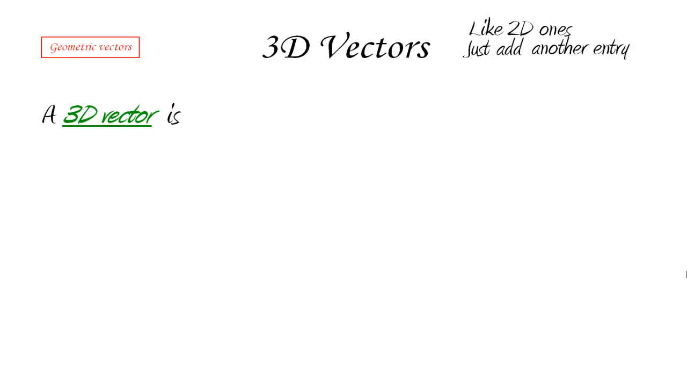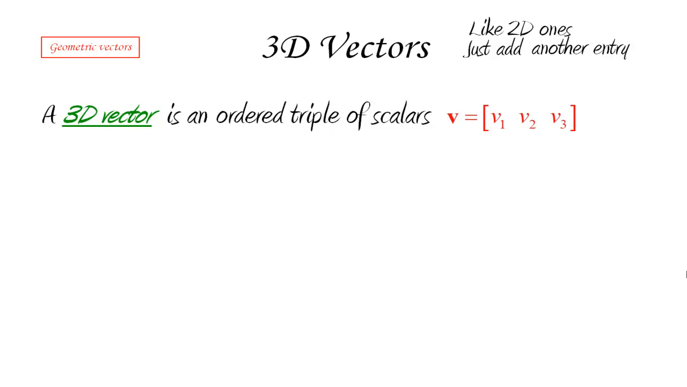So what do we mean by a 3D vector? A 3D vector is simply an ordered triple of scalars that we can write as v1, v2, v3. Notation is the same or very similar to the one we used for 2D vectors, except we're now using three numbers. And remember that the order here matters.